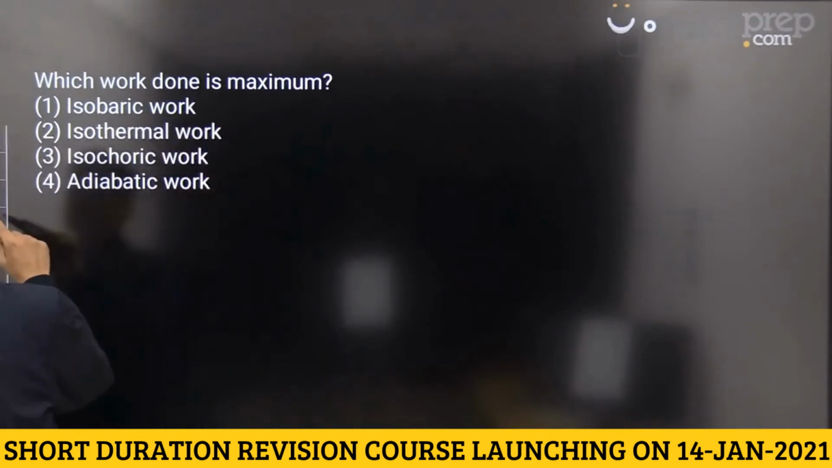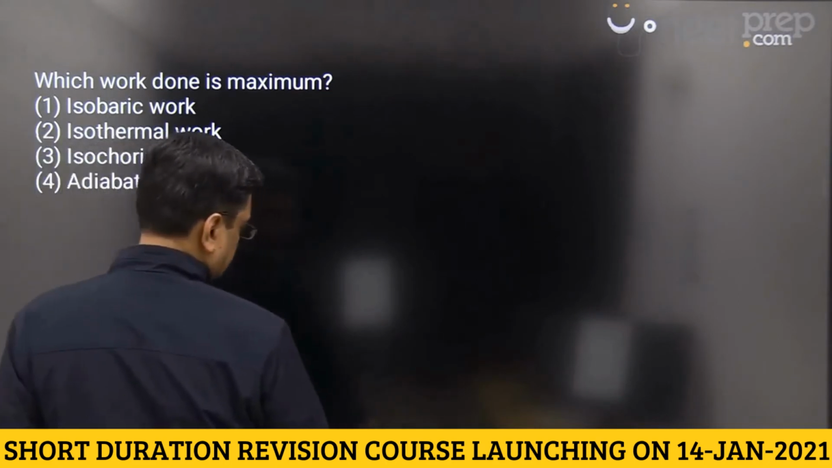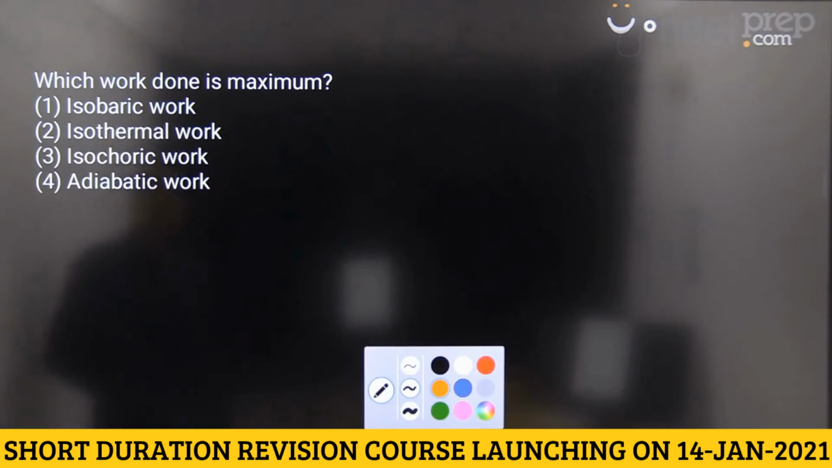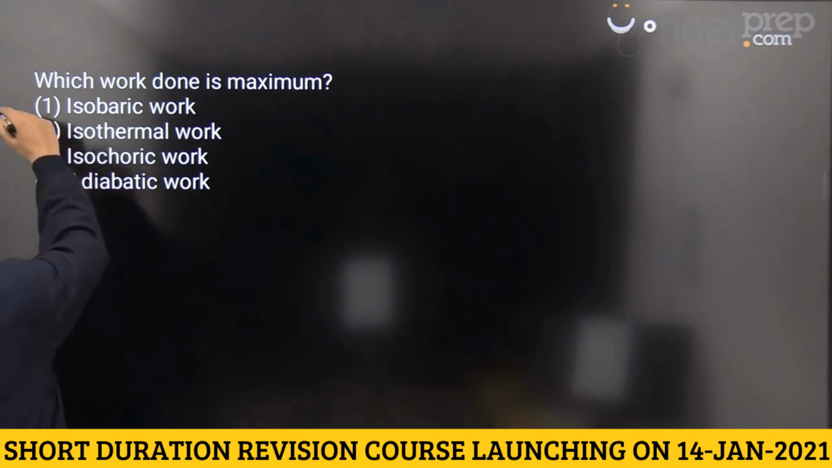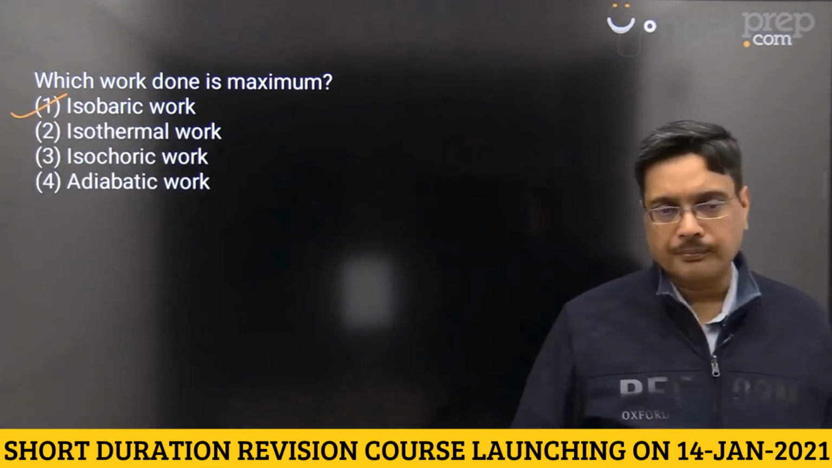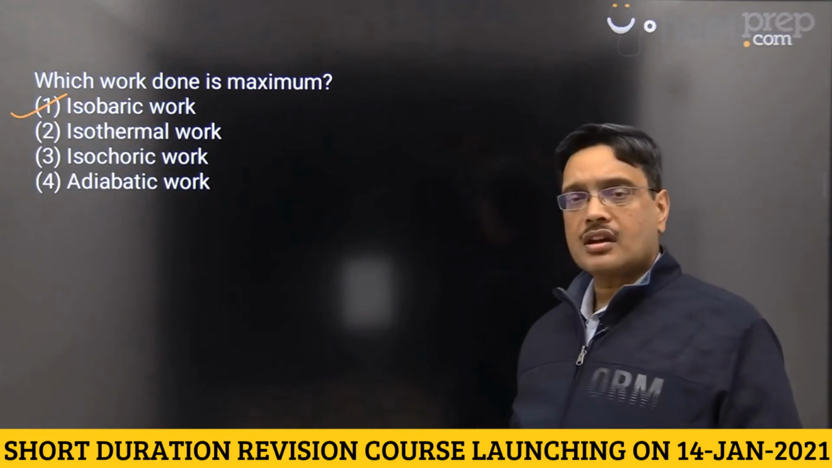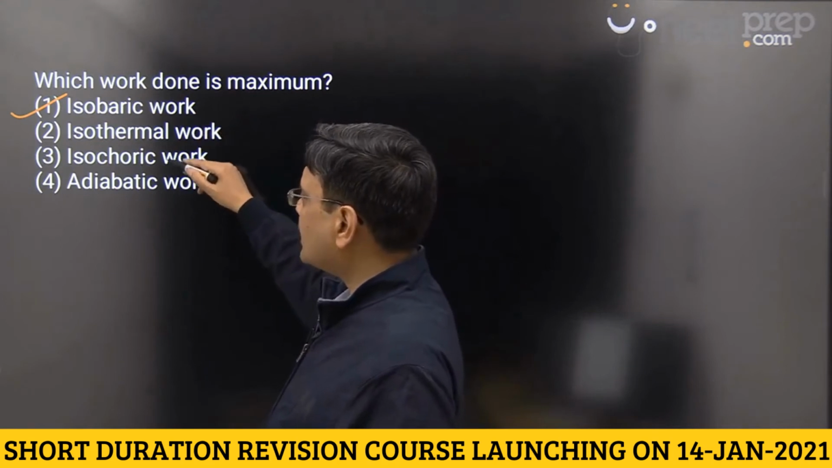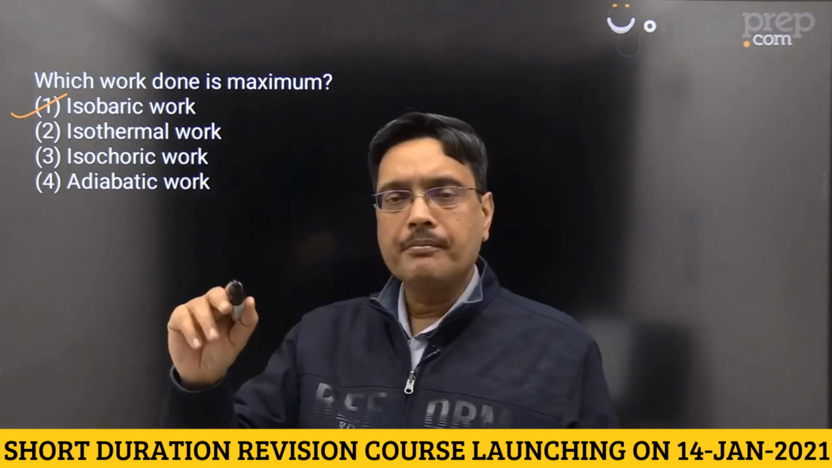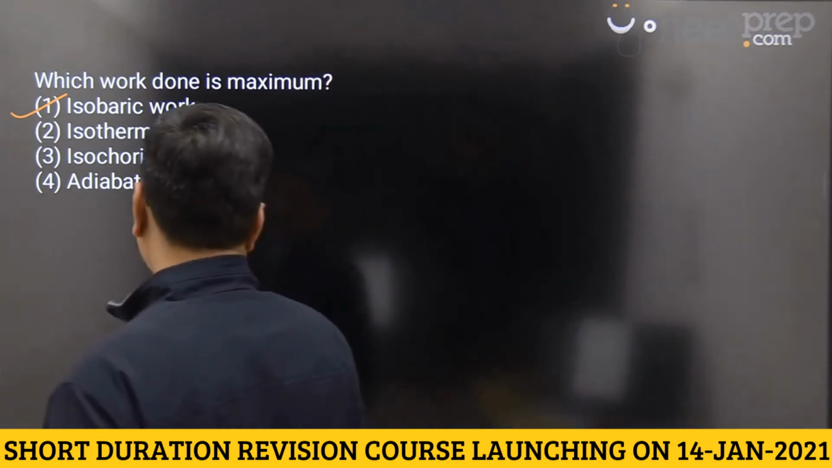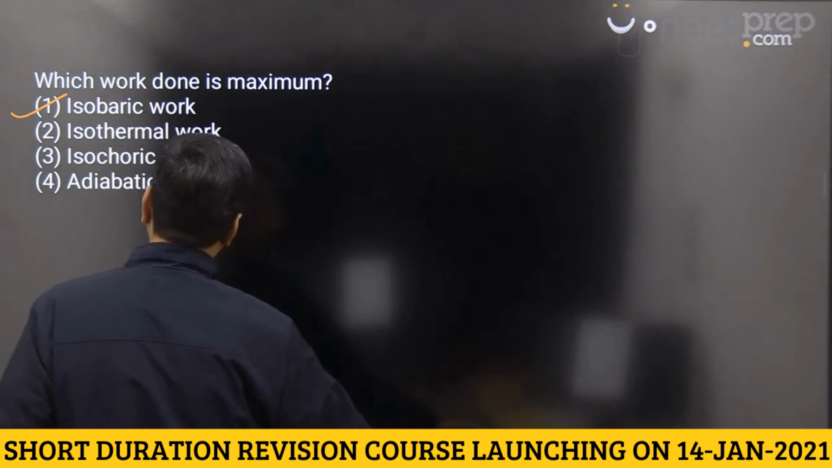This is the question. So this question is already done. Which work done is maximum? Isobaric, isothermal, isochoric, adiabatic. So this is the answer. Isobaric work done is the maximum one, because maximum area is covered under the PV curve. Isobaric, then isothermal, then adiabatic. Isochoric work is the minimum work, that is 0 work. Is it clear? Now we move to the next question.